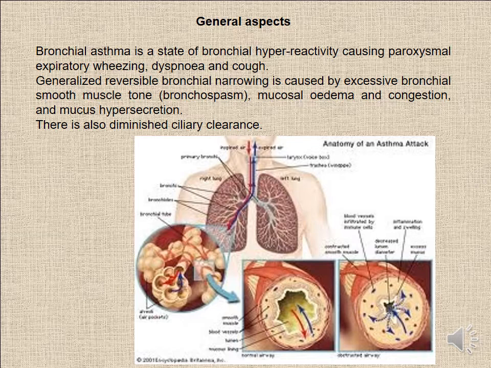These three categories lead to asthma: bronchospasm of the smooth muscle around the trachea, with mucosa that has increased in size leading to edema and congestion, and stagnation of mucus due to hypersecretion of mucus within the trachea. There is also diminished ciliary clearance. The trachea has cilia with columnar epithelial cells. So if it is diminished, foreign bodies can enter the lung.